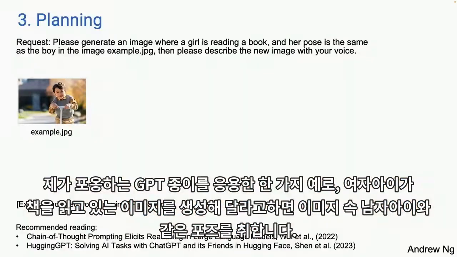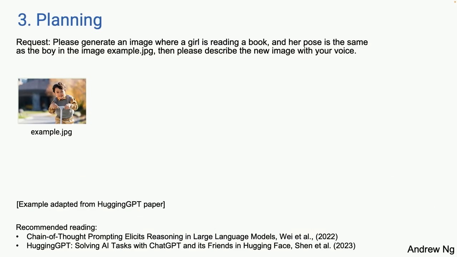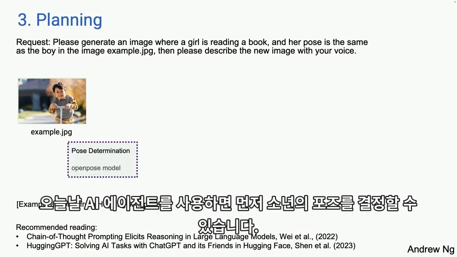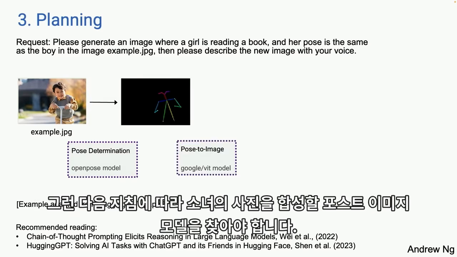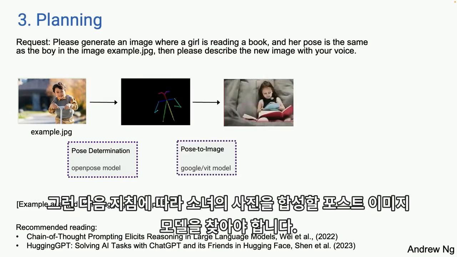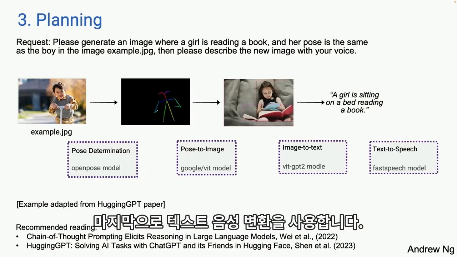But one example that I adapted from a HuggingGPT paper: you say, please generate an image where a girl is reading a book, and the pose is the same as a boy in the image example.jpg, and please describe the new image with your voice. So give an example like this. Today with AI agents, you can decide, first thing I need to do is determine the pose of the boy, then find the right model, maybe on Hugging Face, to extract the pose. Then next, need to find a pose-to-image model to synthesize a picture of a girl following the instructions, then use image to text, and then finally use text to speech.